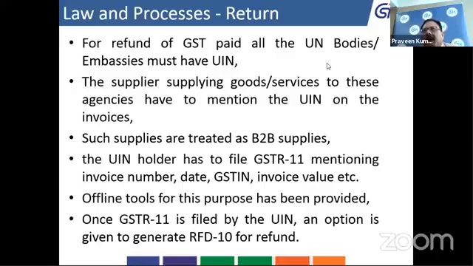UIN holders have to file GSTR 11, which is a simple Excel sheet statement which contains the details of invoice number, date, GSTIN, invoice value, tax value, etc. One thing they also need to mention is the place of supply.